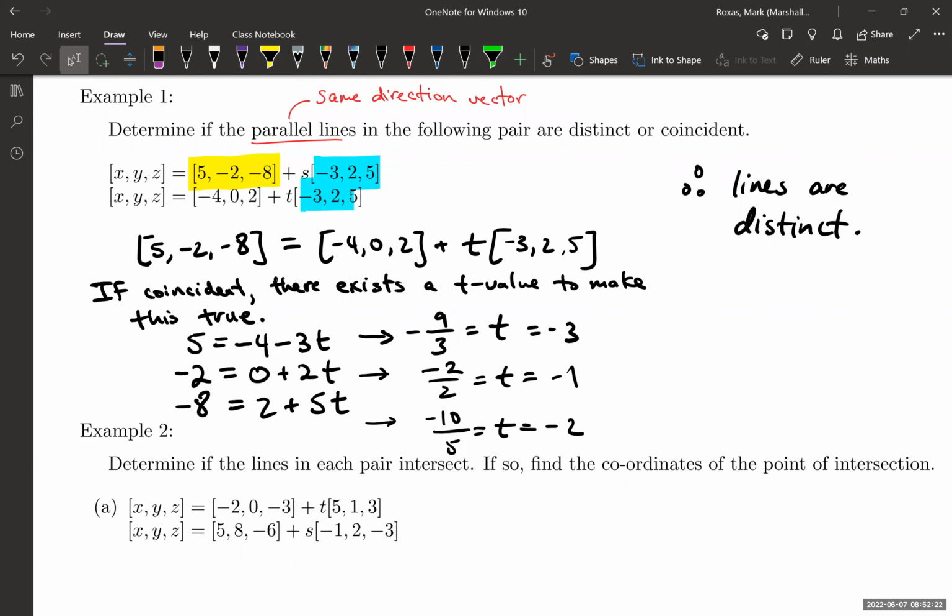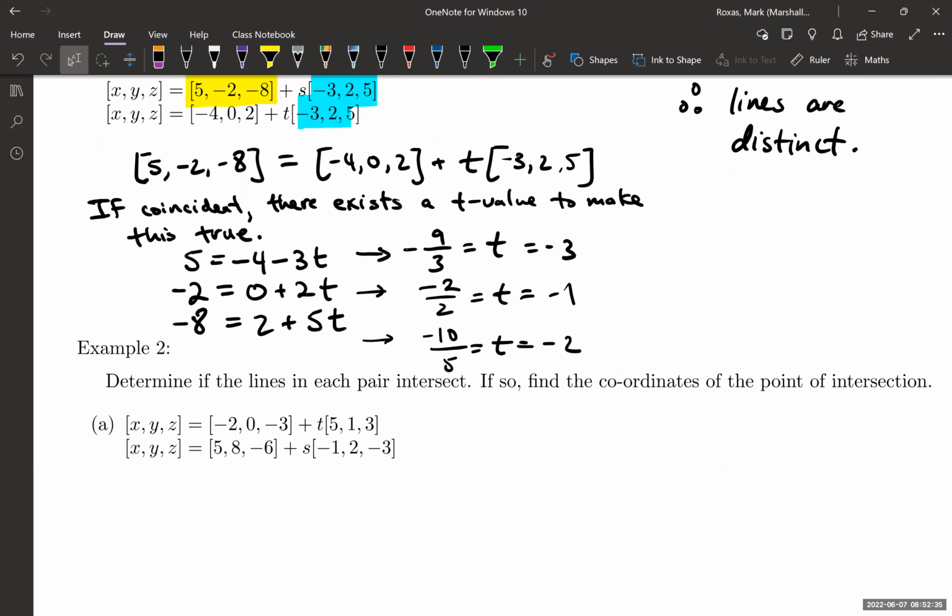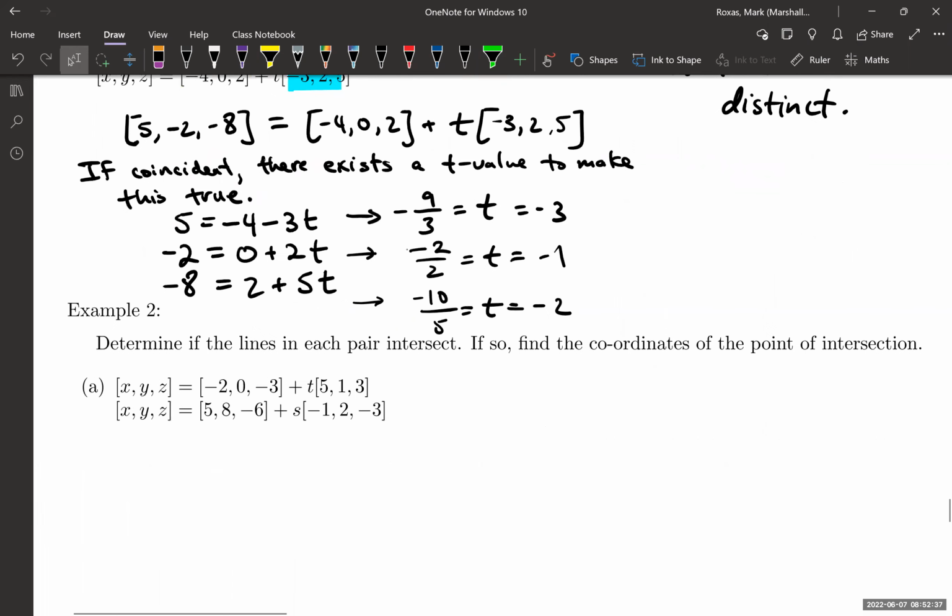So that's just to check if they're parallel or not, right? Given a set of parallel lines, are they distinct or coincident? Example 2 jumps into more of the find-the-point-of-intersection type of question. Intersecting two lines: here are two lines that are given, do they intersect?